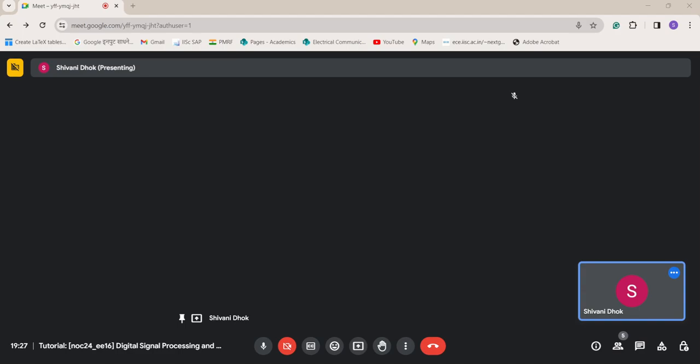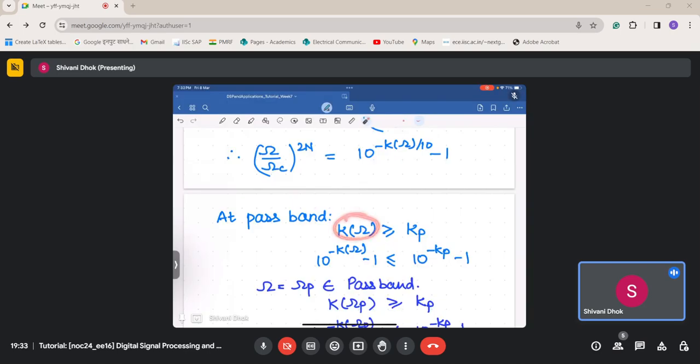And if you observe all the options, what we need to find is a relation between this quantity and Kp. This Kp is the minimum possible gain in passband. So for all the capital omegas which are lying in passband, my K of omega, my gain, should be at least equal to Kp. So this equation should be satisfied. Now if I take 10 to the power minus K of omega by 10, this inequality shall get reversed, because 10 to the power something is monotonically increasing. And similarly, 10 to the power minus K of omega by 10 minus 1 will be less than or equal to 10 to the power minus Kp by 10 minus 1. So this relation will hold true.